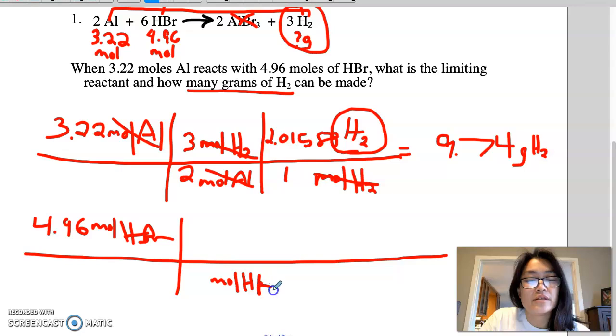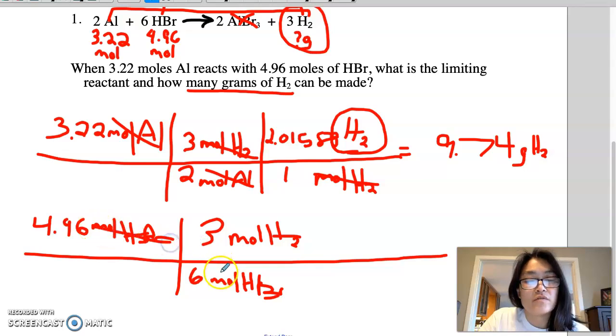And then I'm trying to get to my grams of hydrogen over here. So I have to use the mole ratio to get over here. So I'm going to set up another mole ratio, moles of hydrogen. And you can see that you have a 6:3 ratio this time. So I'm going to put a 6 here, and I'm going to put a 3 right there.